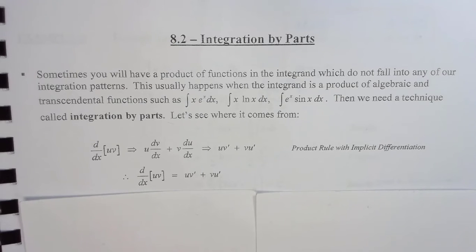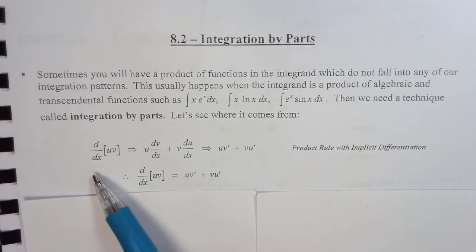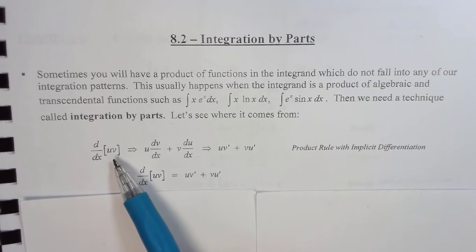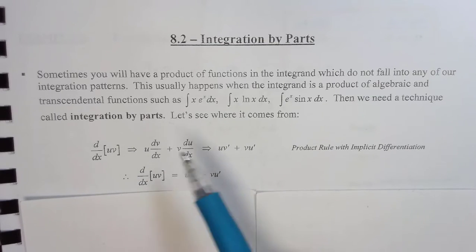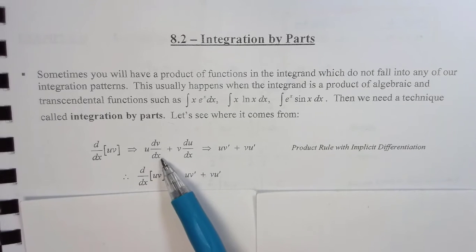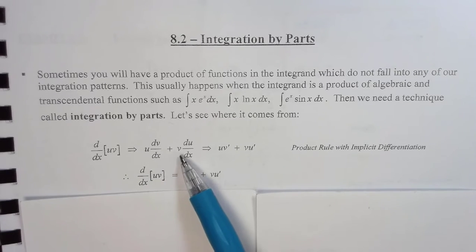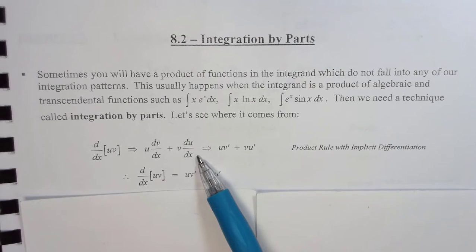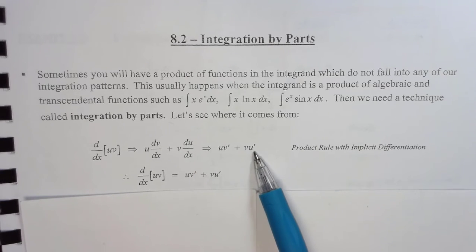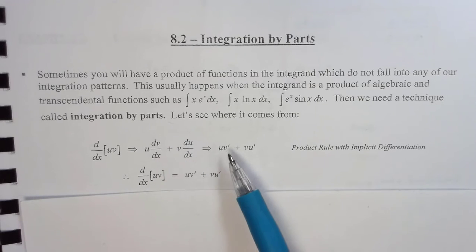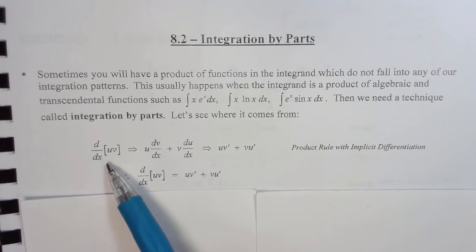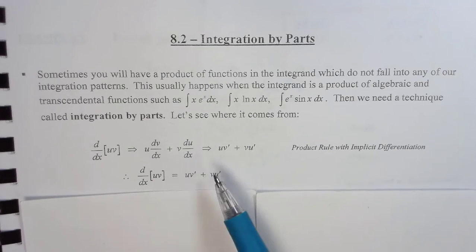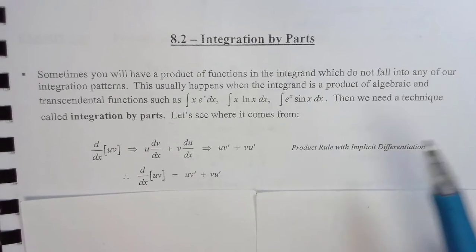Then we need a technique called integration by parts. Let's see where it comes from. If I am going to take the derivative of a product of functions, u times v, we know that the product rule says that it would be u times the derivative of v with respect to x plus v times the derivative of u with respect to x. Now we know du dx can be written as u prime and dv dx can be written as v prime. So our derivative with respect to x of the product of two functions is uv prime plus vu prime.